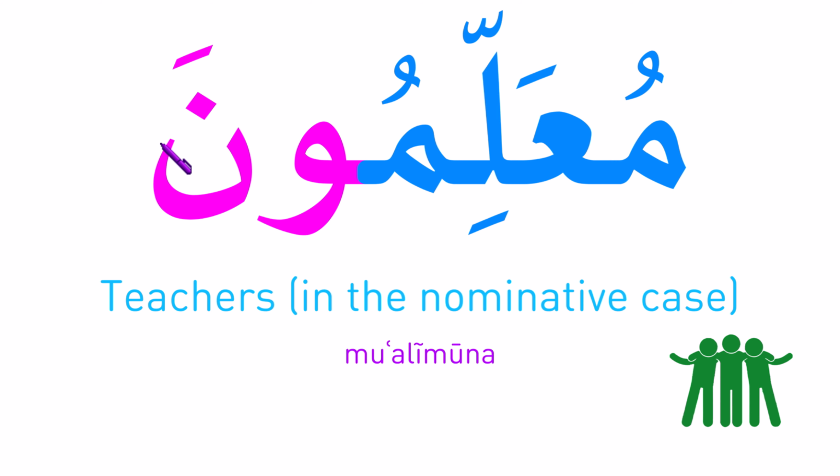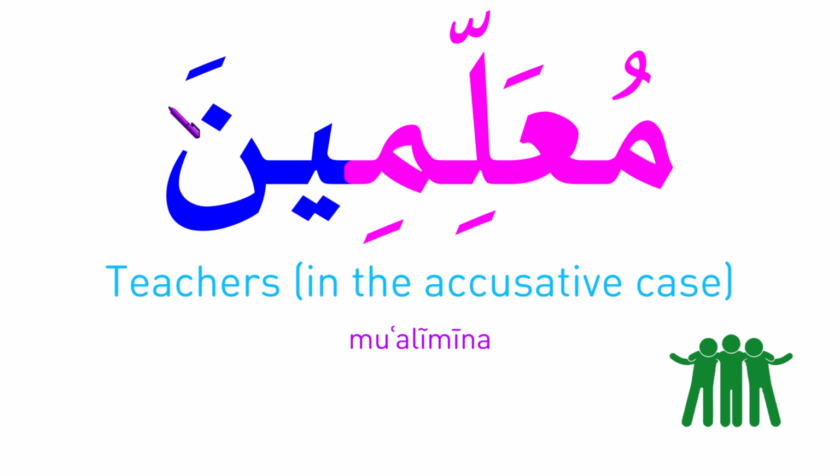معلمون, teachers in the nominative case. As you can see, the word has واو نون at the end. That's why it is in the nominative case. معلمين, teachers in the accusative case. As you can see, we have ياء نون here. It could be in the accusative case or the genitive case, depending on the word position in the sentence.